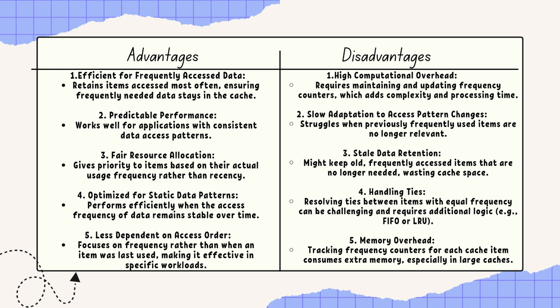Number 4 is handling ties. Resolving ties between items with equal frequency can be challenging and requires additional logic, FIFO or LRU. So the last one is memory overhead. Tracking a frequency counter for each cache item consumes extra memory, especially in a large cache.